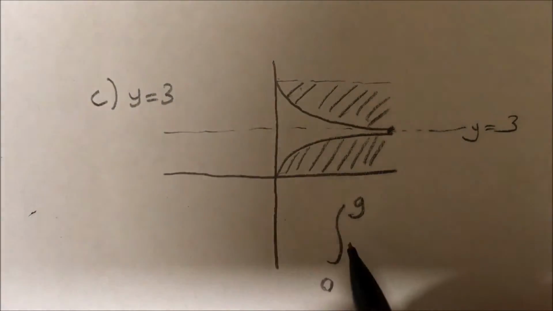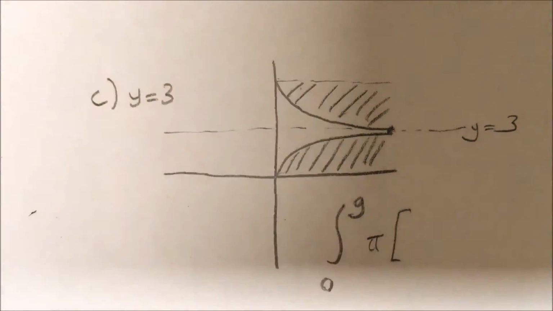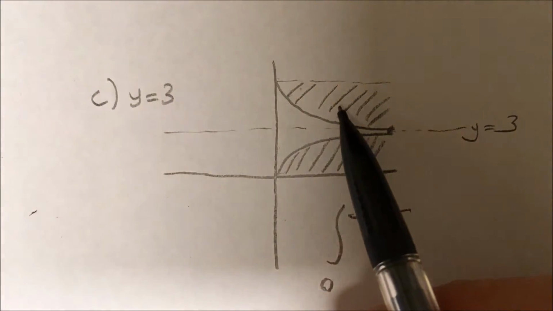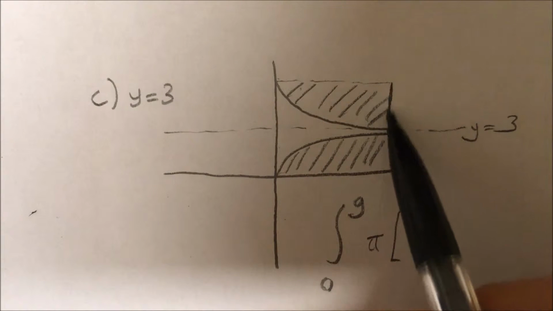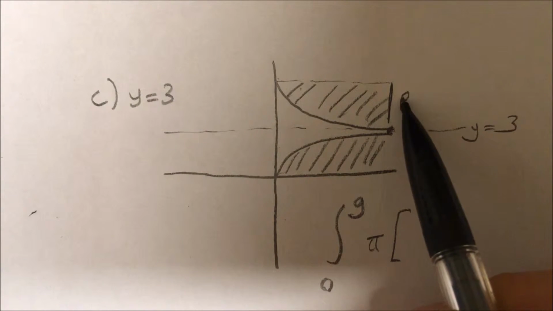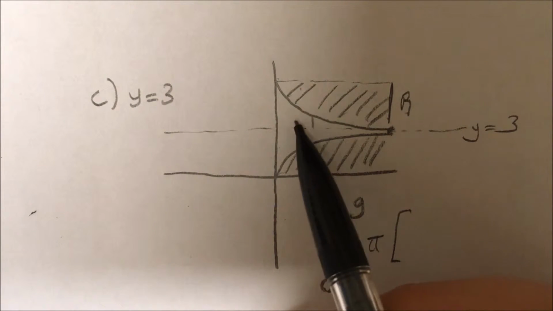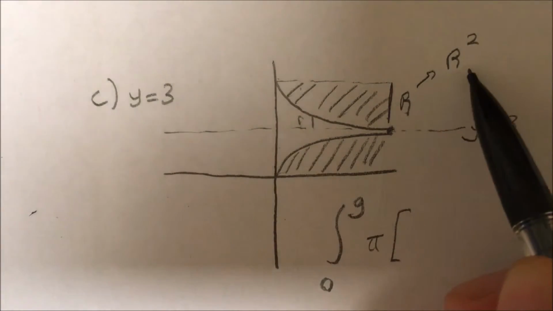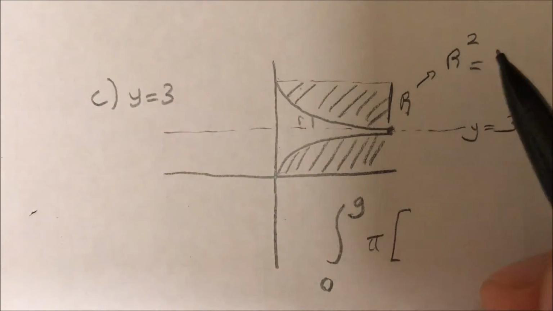So we write the integral from 0 to 9, we write our pi, and then we put our parentheses, as always. So our big R is that, and it's between the y values 3 and 6. And since it's constant, R is equal to 3 itself. So R squared would be 3 squared, which is equal to 9.